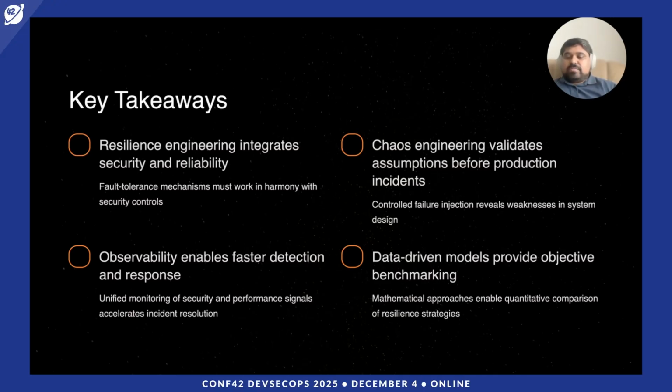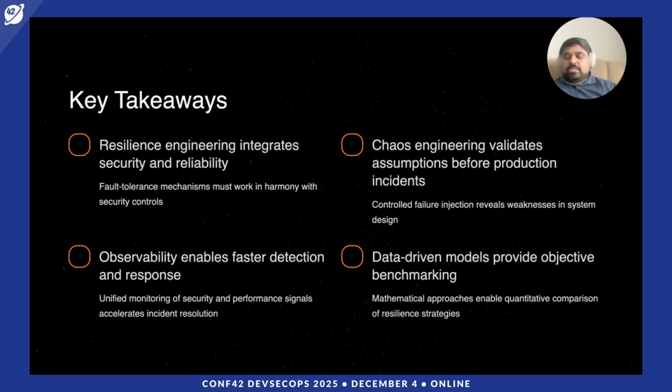Takeaway 2. Observability enables faster detection and response. Unified monitoring of security and performance signals accelerates incident resolution. Observability that detects problems in 10 seconds is worth 30 minutes. Faster detection equals faster response equals lower cost. Example: without observability, it takes 30 minutes to realize the payment service is down, and with it, 30 seconds.